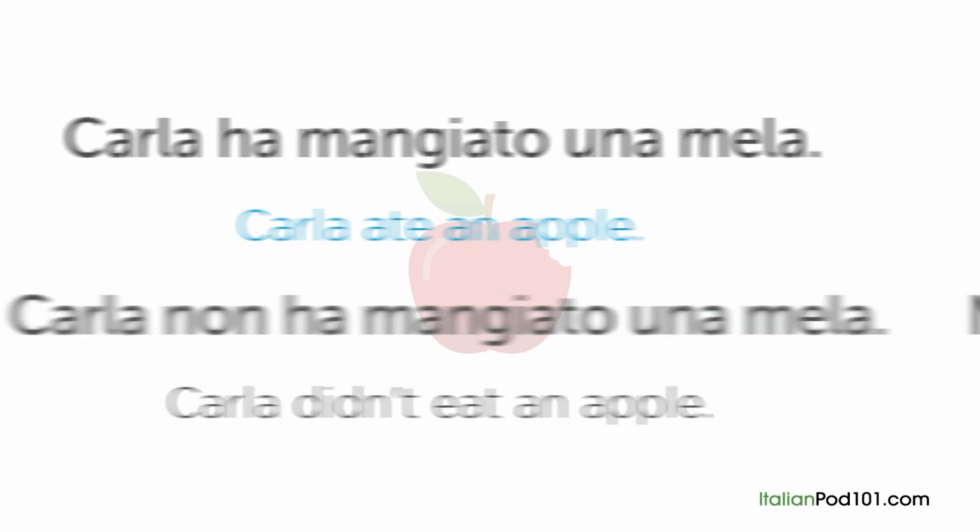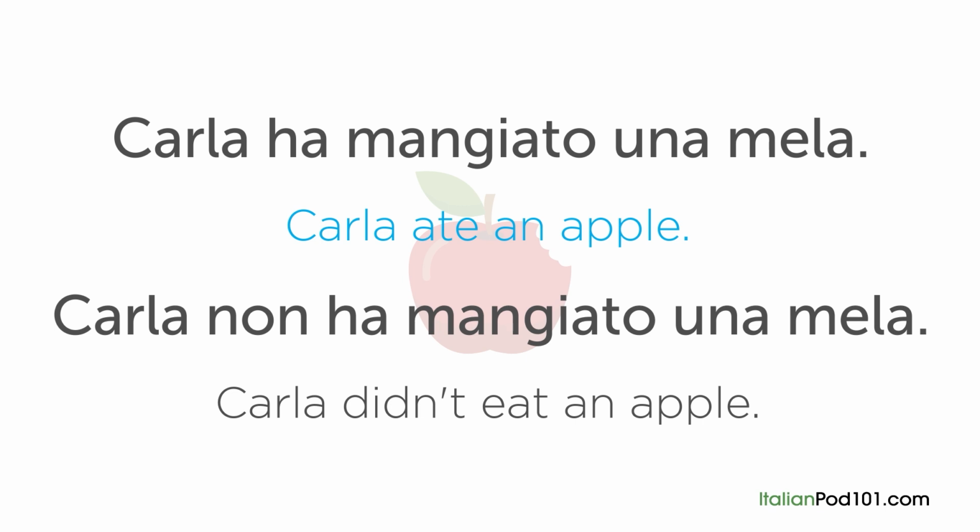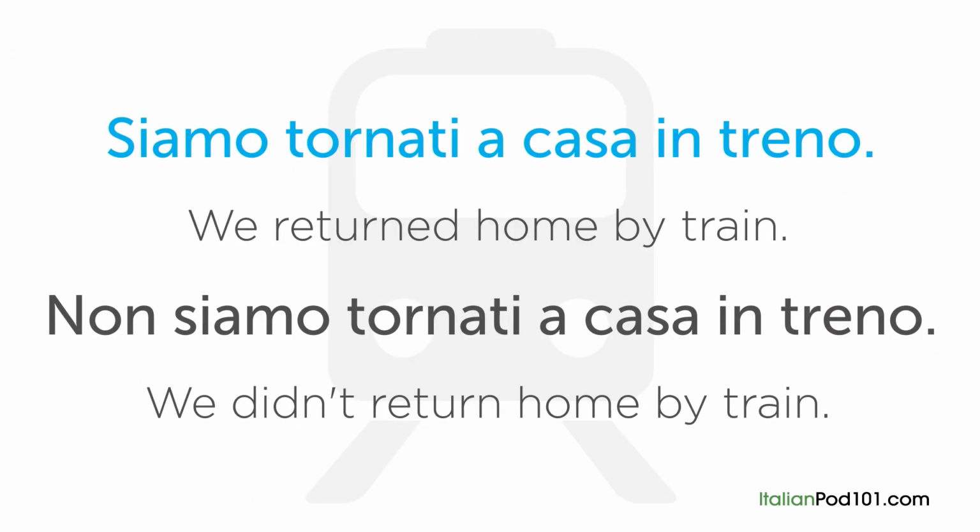If it were Carla ate an apple, it would be Carla ha mangiato una mela. Adding non before the verb would make it negative. Carla non ha mangiato una mela. Siamo tornati a casa in treno. Non siamo tornati a casa in treno. You can create any negative sentence in Italian simply by adding non before the verb.